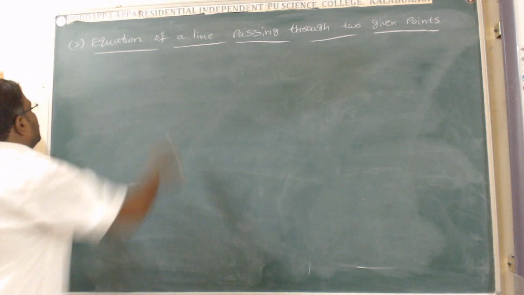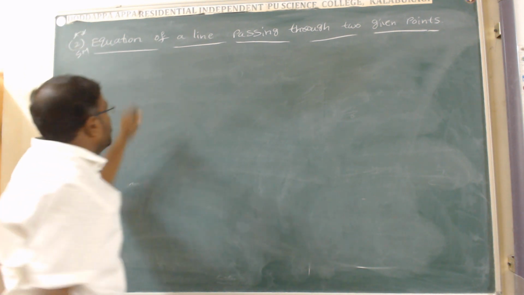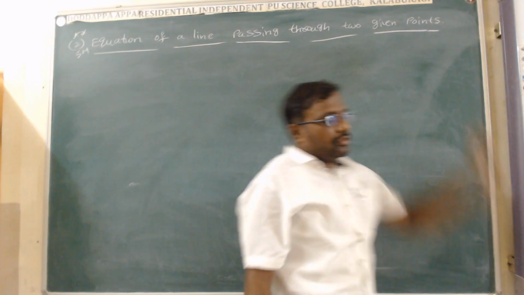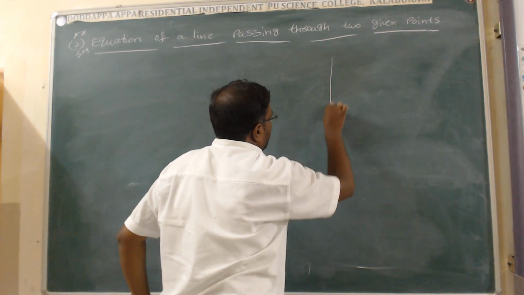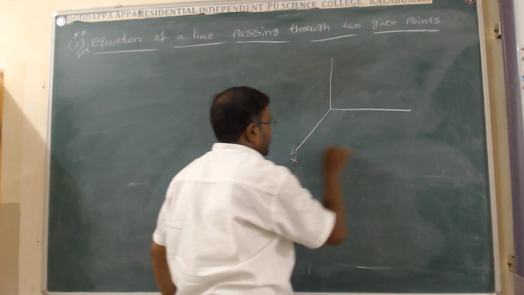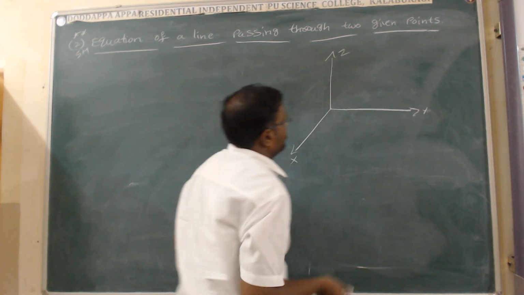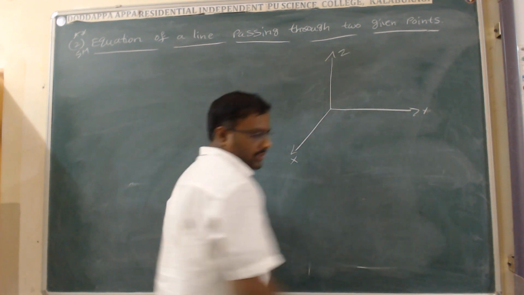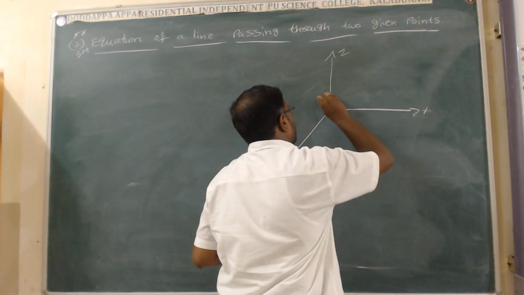So second theorem, this is also important for 5 marks. Equation of a line passing through two given points, right? So first draw the diagram. Take first one 3D plane, that is x-axis, y-axis and z-axis. Take position vector 2.